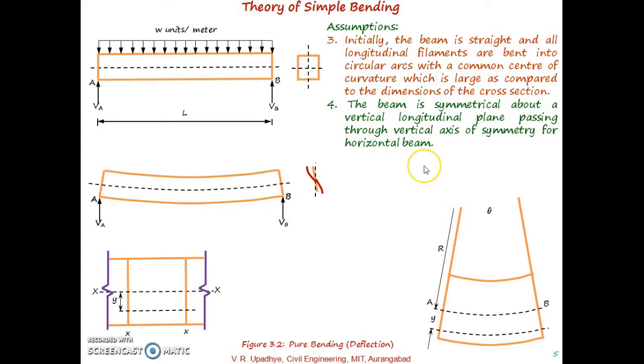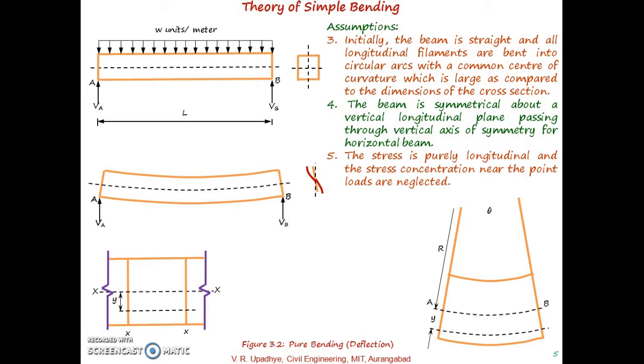The fourth assumption is that the beam is symmetrical about a vertical longitudinal plane passing through the vertical axis of symmetry for a horizontal beam. The fifth assumption is that the stress is purely longitudinal, and stress concentration near the point loads is neglected. If point loads are there, then the force acts at a particular position, and at that particular point there will be stress concentration. That stress concentration is neglected, and that is the assumption.